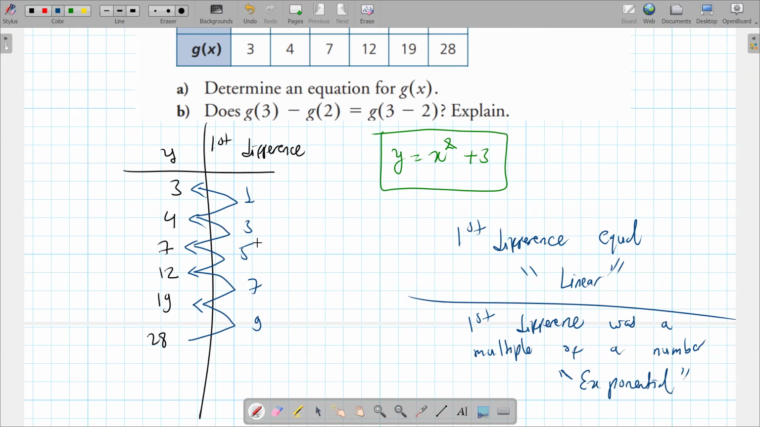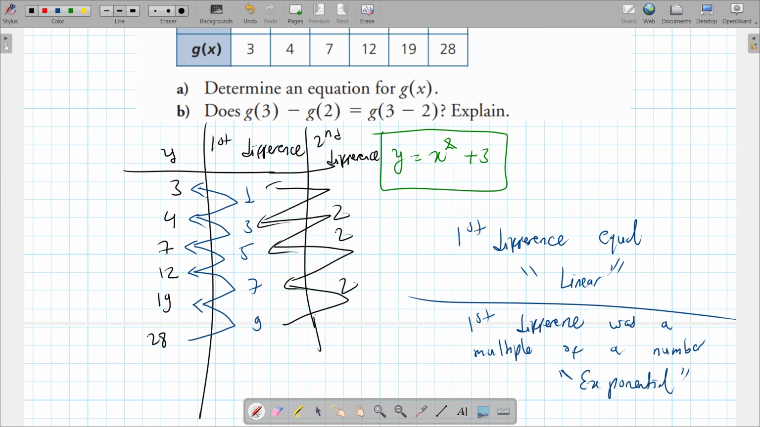No, it's not. So what do you do from here? You go to the next difference, the second difference. So again, I'm going to go down to up. So 2, 2, 2, 2. So the second differences are equal. What does that mean? What kind of a function do we have? It's a quadratic, okay? Second difference is equal means it's x to the power 2. Third difference is equal, what do you think that is? Cubic, exactly.